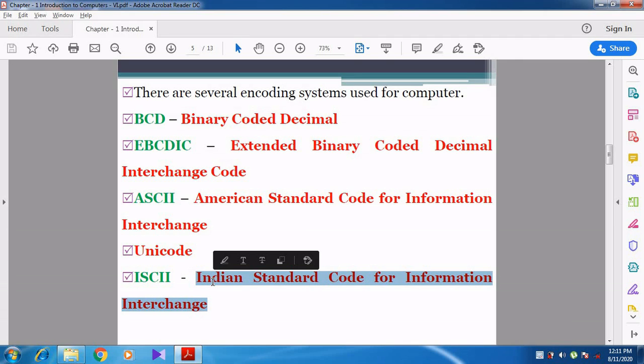The encoding systems can be asked in a 3 mark or a 2 mark question, or sometimes they will ask you in a 5 mark question also. Altogether you want to write: what are the different types of encoding systems? BCD, EBCDIC, ASCII, Unicode and then ISCII. Right, let us see the explanation one by one.